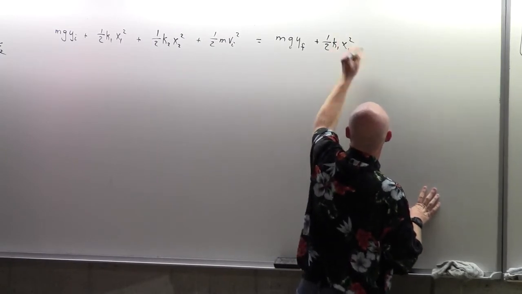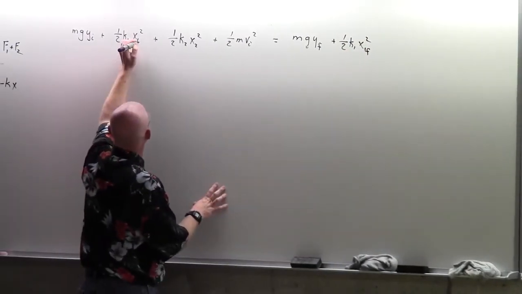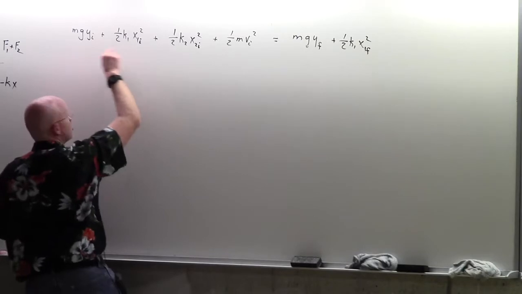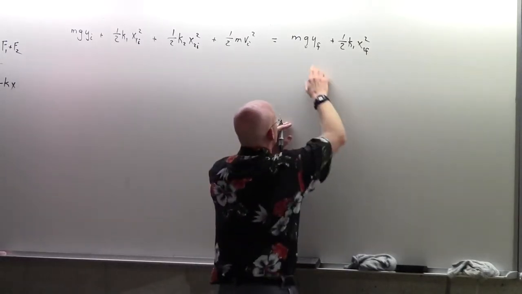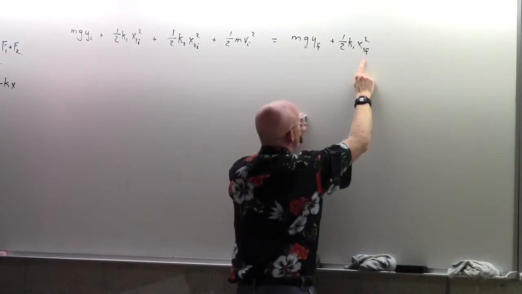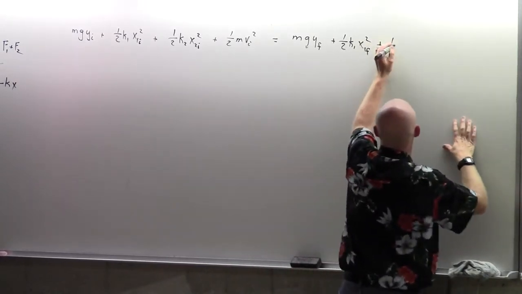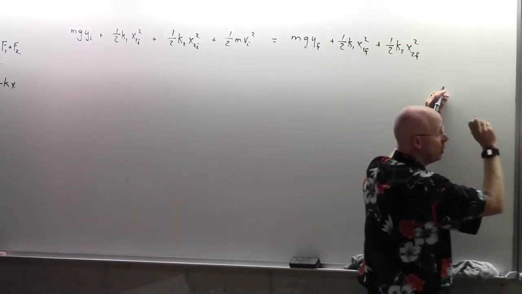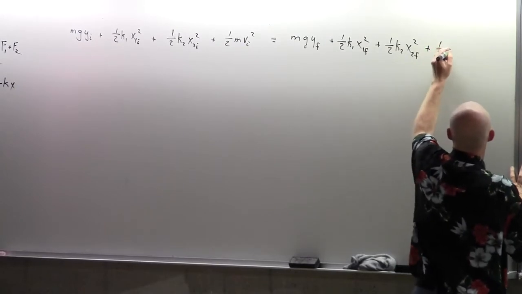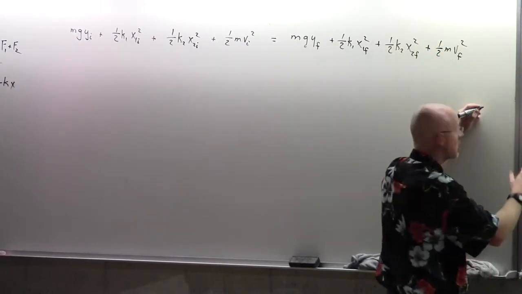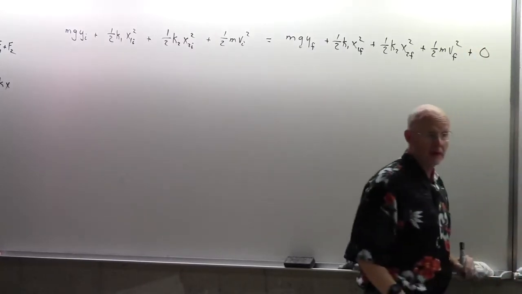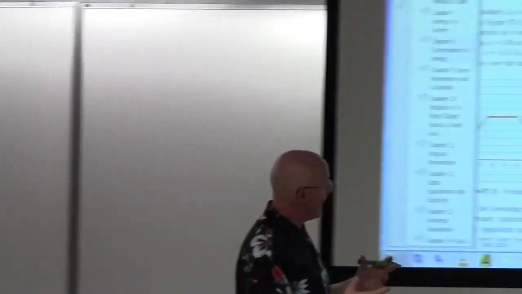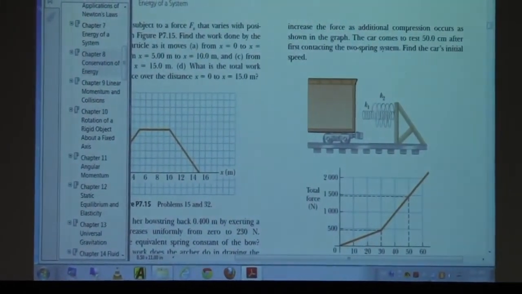and I should put final squared, which reminds me that over here I should put initial and initial. Initial, initial, initial, initial. And over here I should put final. So final vertical position, final position of spring 1. Final position of spring 2. Final velocity of the boxcar. And I might as well just put a 0 there right away too, because they did say go ahead and neglect friction. Okay.